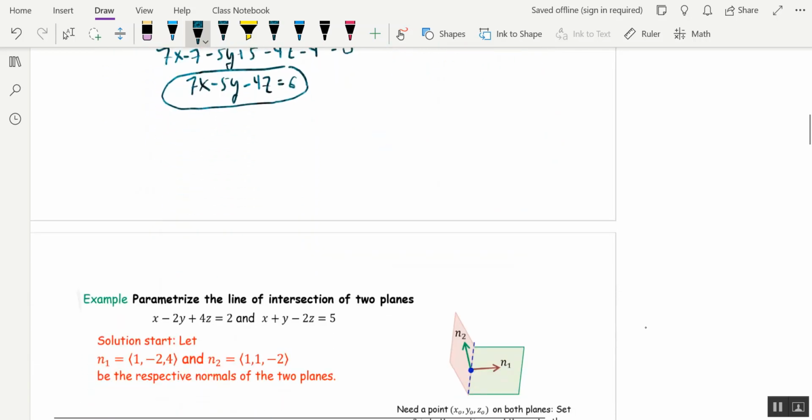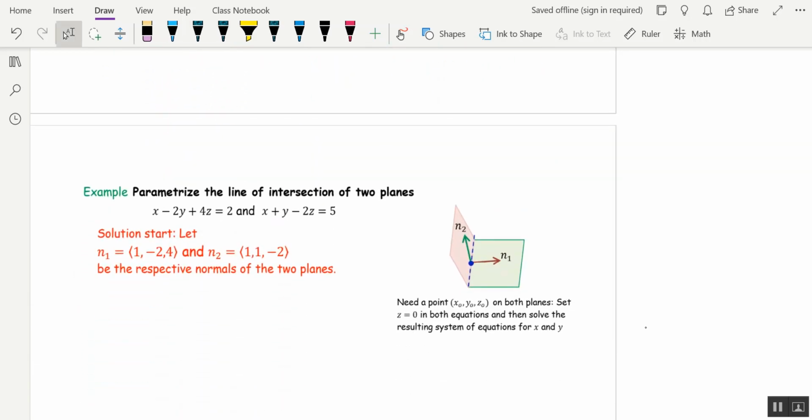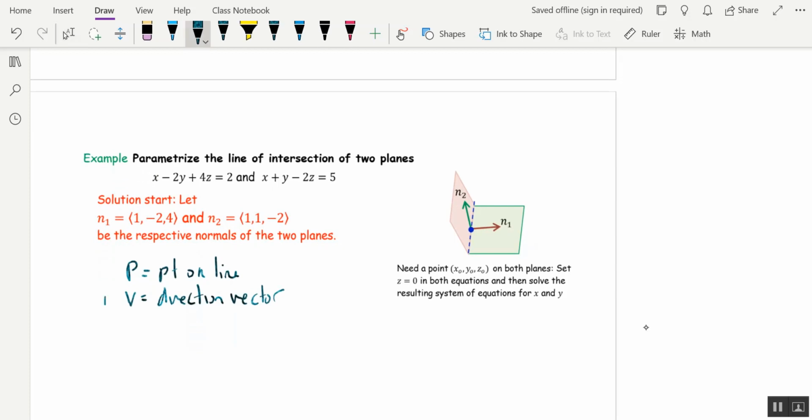Okay, let's do another one. Parameterize the line of intersection of two planes. So recall, for a line, we're going to need two things. We're going to need a point on the line, and we're going to need a direction vector v. All right, we'll do the direction vector first. So I'll say this is 1 and this is 2. So for 1, I'm going to let v equal n1 cross n2. And here's what n1 and n2 are.